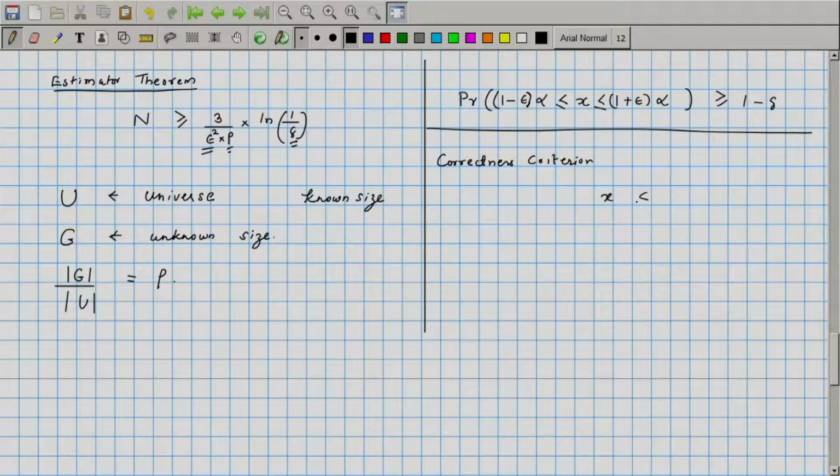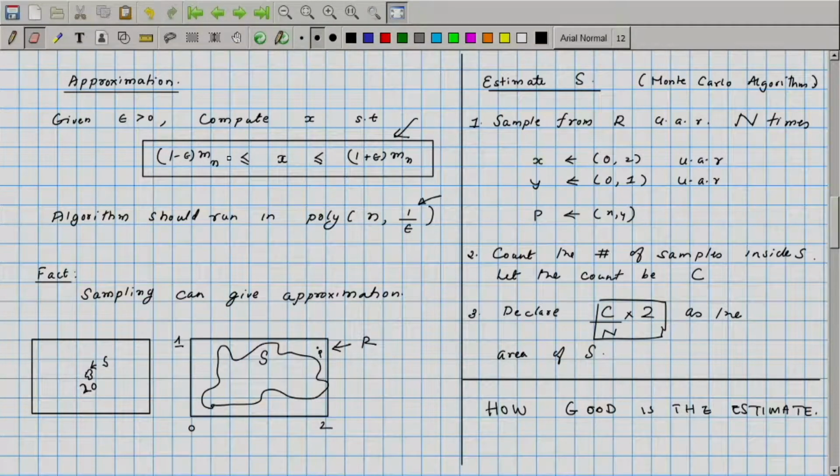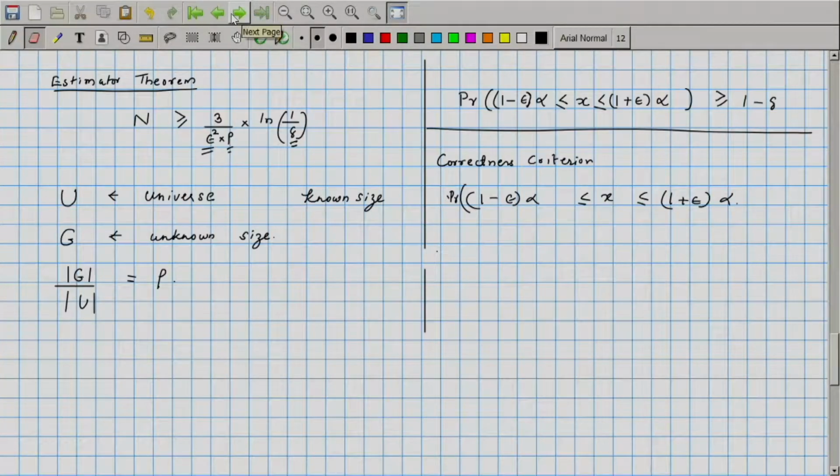One, x should lie between 1 minus epsilon times alpha and 1 plus epsilon times alpha with probability. X should lie between these, but that will happen with a certain probability. So this probability should be greater than 1 minus delta.